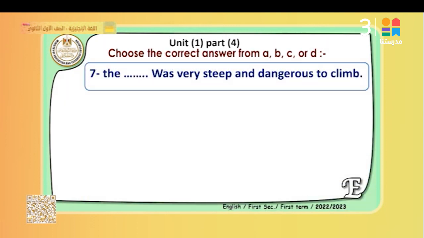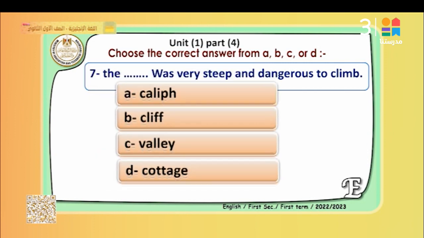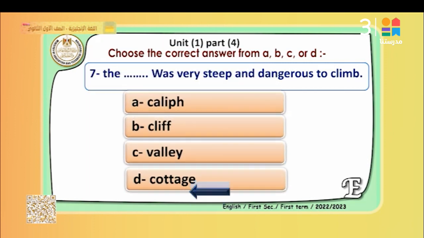Question number seven. That was very steep and dangerous to climb. What is steep? A steep rock. Yes, of course, it is a cliff. The cliff is a steep rock. So the cliff was very steep and dangerous to climb.